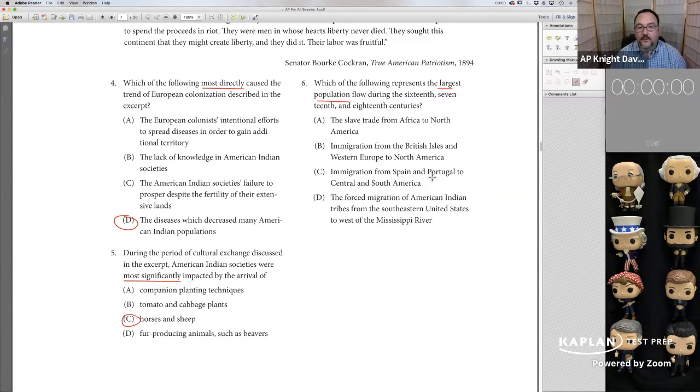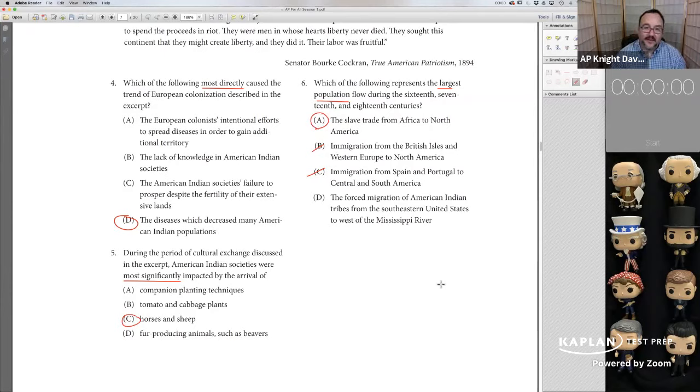I mean, going through again, eliminating immigration, they both brought people, but you're thinking of the number of people on each ship. Versus the migration of American Indian tribes, that also is a very large group, but it does not compare to the number of people who were involved in the slave trade.